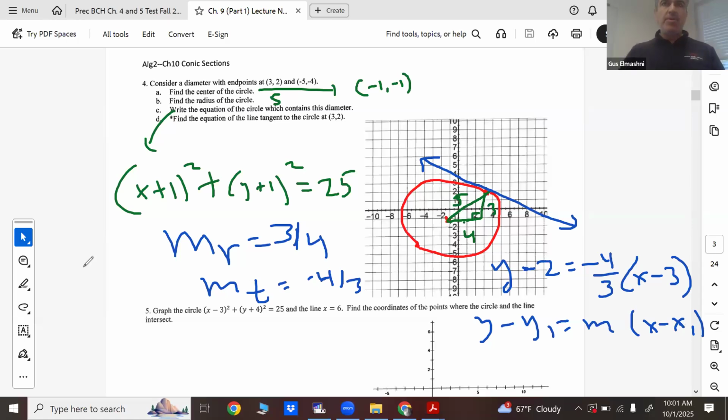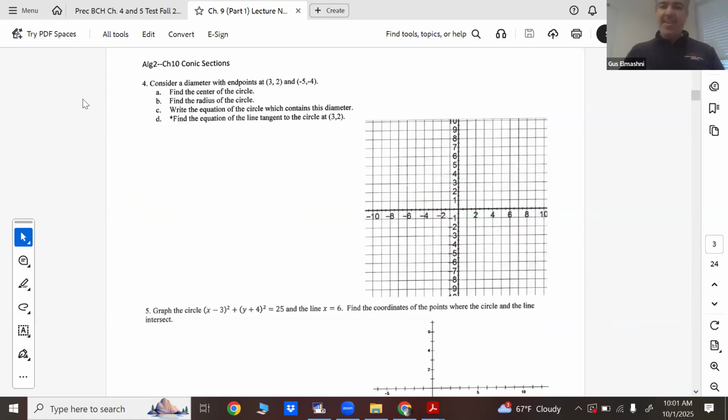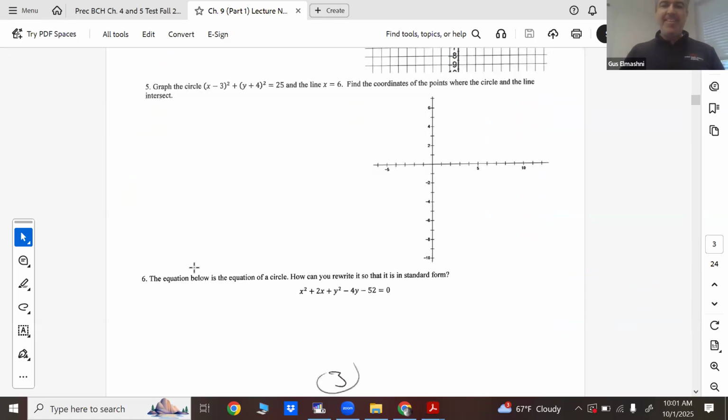Couple more questions on circles. This next one's pretty straightforward as well. Your center is at 3, -4. Your radius is 5. So, 3, -4, radius is 5, so you gotta go 5 away.